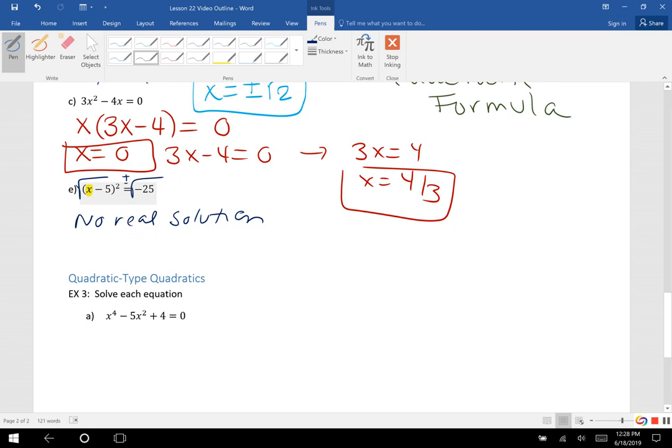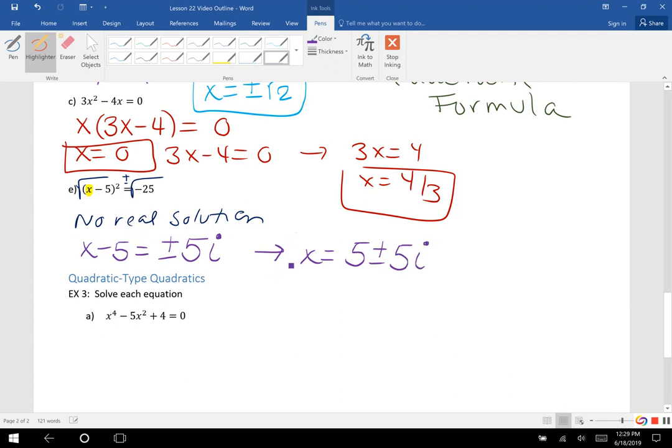If we want, or if we're asked to, we could write our answer using that imaginary unit i. So x minus 5 equals plus or minus square root of 25, which is 5, square root of negative 1 is i. And then to finish, I add the 5. So x is 5 plus or minus 5i. Again, those are not real solutions. Those are solutions in the complex number system.